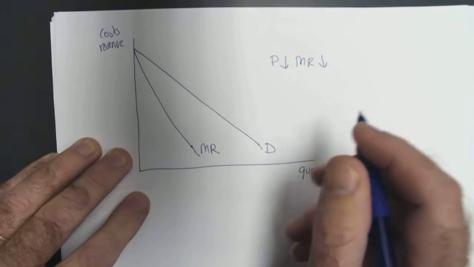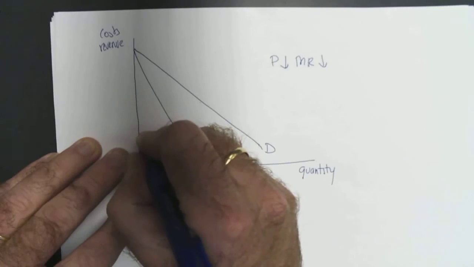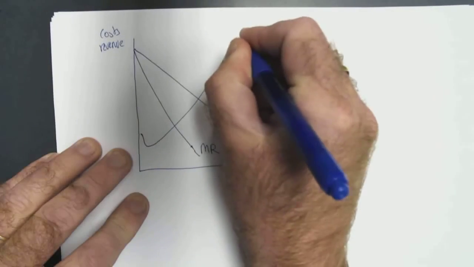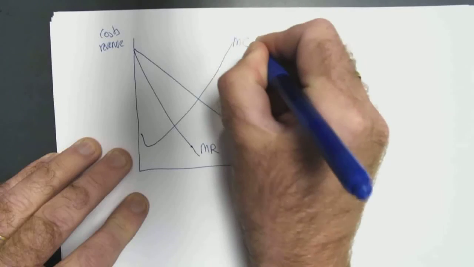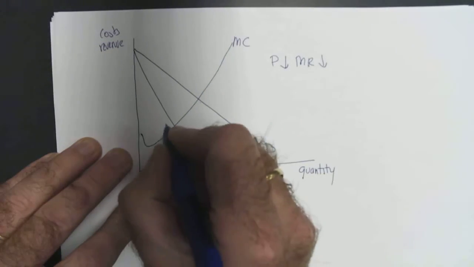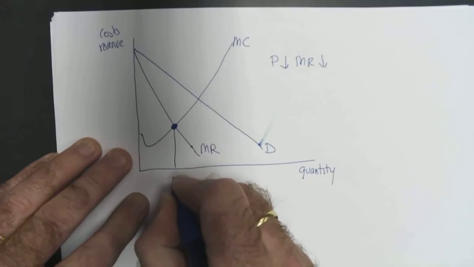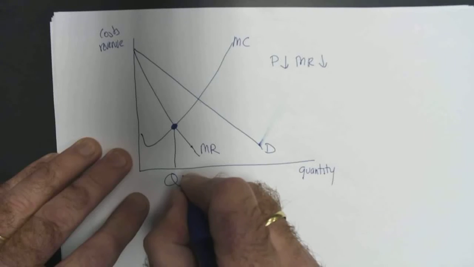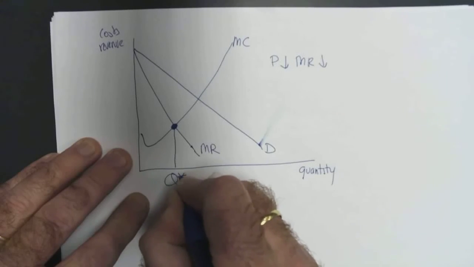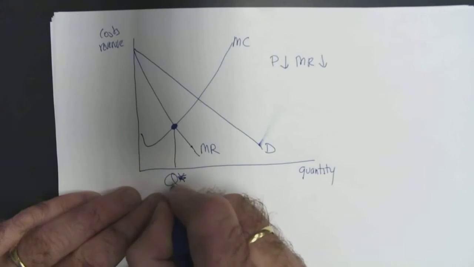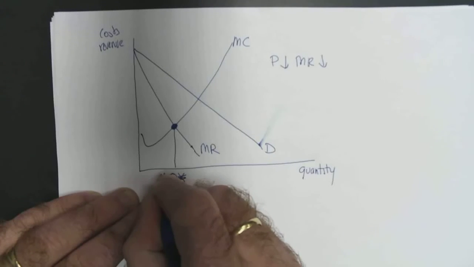Now, if we want to show profit maximization, what we also have to introduce is our friend, the marginal cost curve. All right? So what we can see here is that where the two of them meet, we're going to call this maximization of profit. So let's call this Q star. All right? So we know that this is where the firm is going to produce.